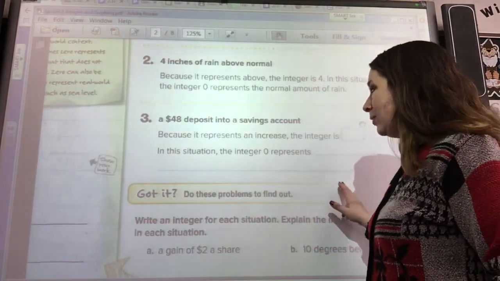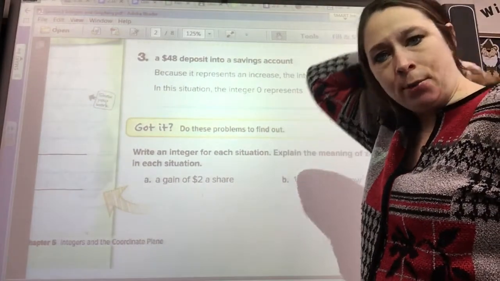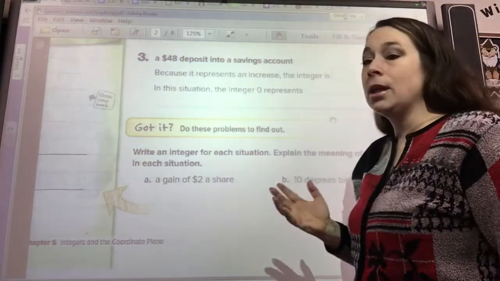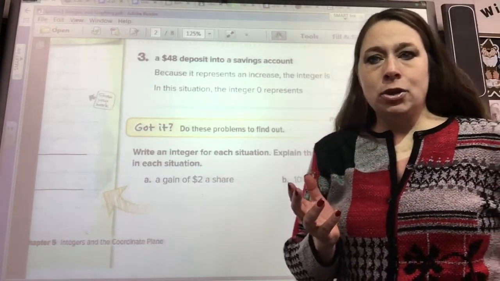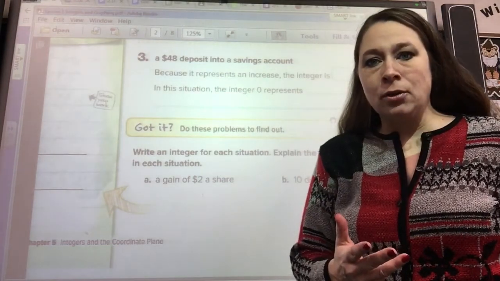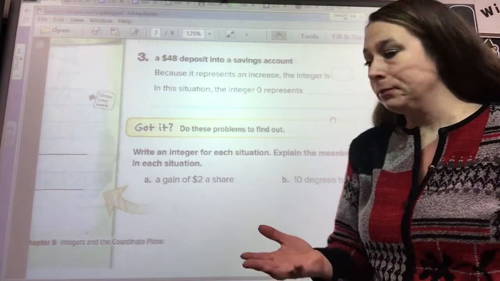$48 deposit into a savings account. Putting money in is always a positive number. It's when you spend too much that it's negative, all right? So if you think about things like, if you ever heard your parents say they bounced their checking account or they went negative in their checking account, that means that they accidentally overspent. They spent more money than they actually had.